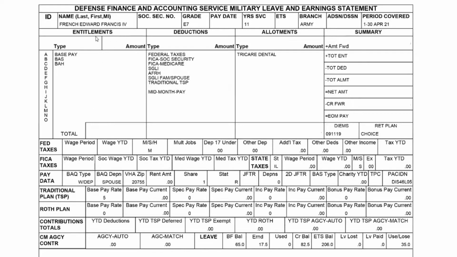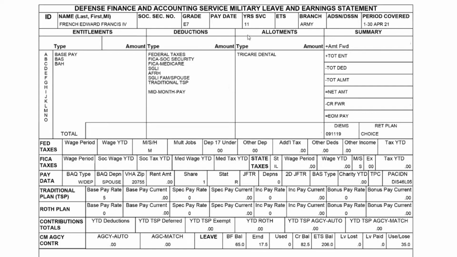Moving over to the entitlements block, you'll see right here is the money that the big Army is paying you, that you're earning, right in this box right here. Whether it's BAH, base pay, BAS, all of that. Onto the next blocks, you'll see the deductions. This is what they're taking back from you. I give you $100 and take back 99. On the last block, you'll see allotments.